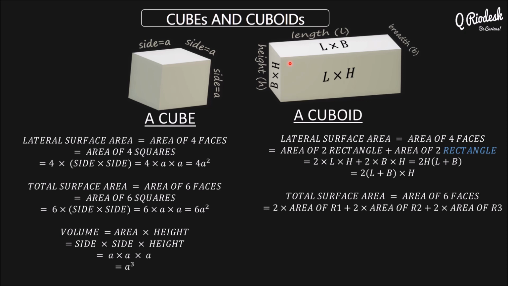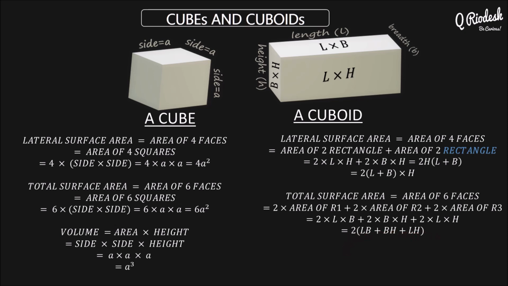So 2 times area of rectangle 1, we are just going to denote it simply, plus 2 times rectangle 2, plus 2 times area of rectangle 3. So this is 2 times l multiplied by b, plus 2 times b multiplied by h on one side, and another rectangle is twice length multiplied by height. So again we take 2 common and we are left with lb plus bh plus lh.